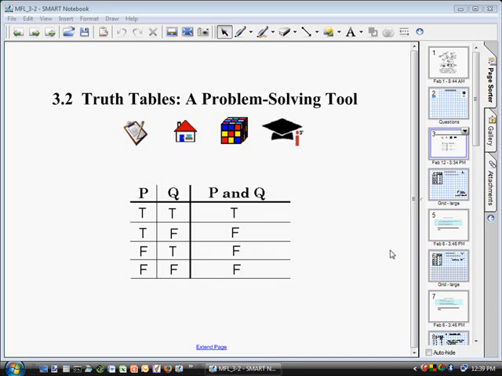So lesson 3.2, truth tables, a problem-solving tool. Truth tables. For the next 3 to 4, maybe even 4 to 5 lessons, we are going to be doing truth tables. And to do a truth table, you have to learn some rules.